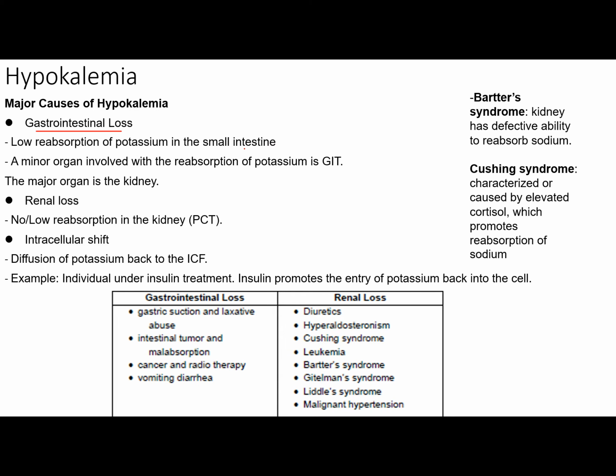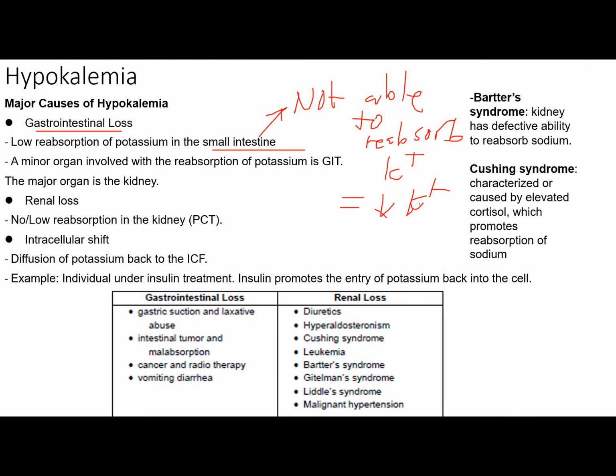So here, class, there's a problem with your small intestine, wherein the small intestine is not able to reabsorb potassium. And because of that, class, it would lead to a decreased potassium in the blood or in the plasma, leading to hypokalemia. Now, the major organ involved here is the kidney.